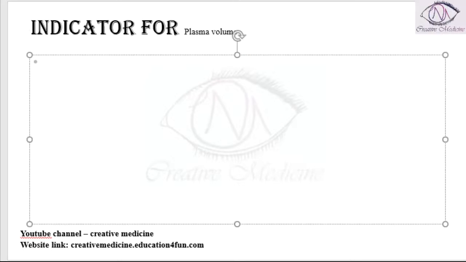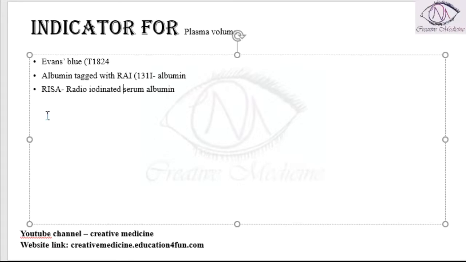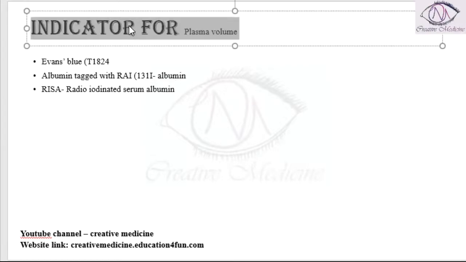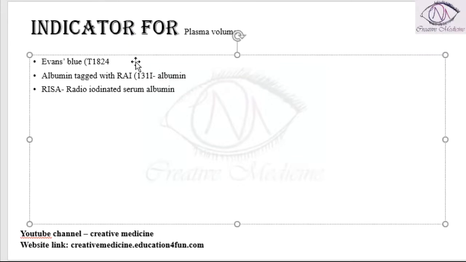Plasma volume can be measured by a dye called Evans blue dye, which is T1824. It can also be measured by using albumin tagged with radioactive iodine, or radioiodinated serum albumin. So for the indicator of plasma volume, we can use Evans blue T1824, albumin tagged with radioactive iodine, iodine-131 albumin, and radioiodinated serum albumin can be used for indication of plasma volume.